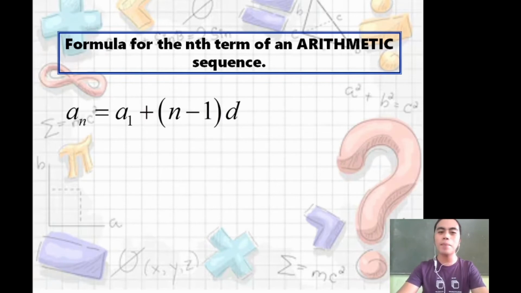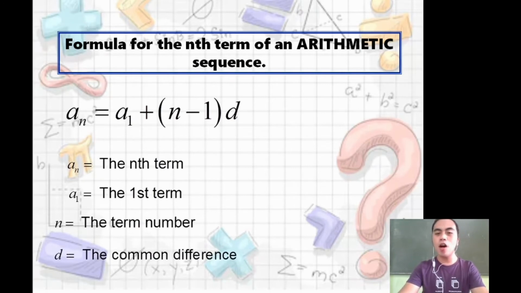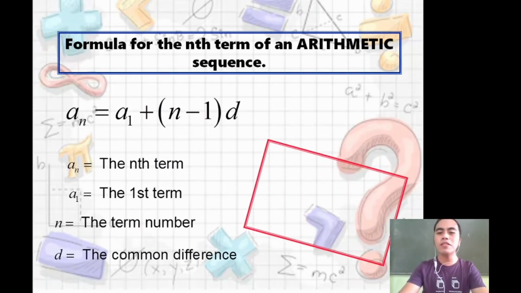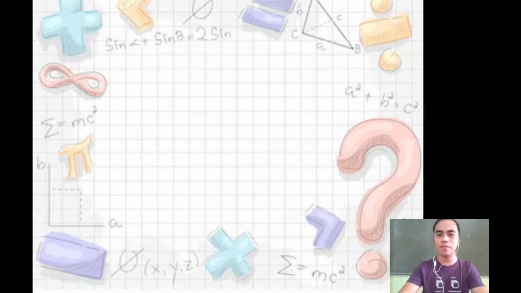So it is given by a sub n is equal to a sub 1 plus the quantity of n minus 1 times d, where a sub n is the nth term, a sub 1 is the first term, n is the term number, and d is the common difference. Always remember that if we know any three of these, we ought to be able to find the fourth.